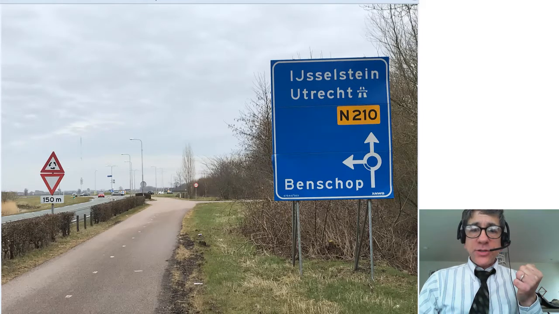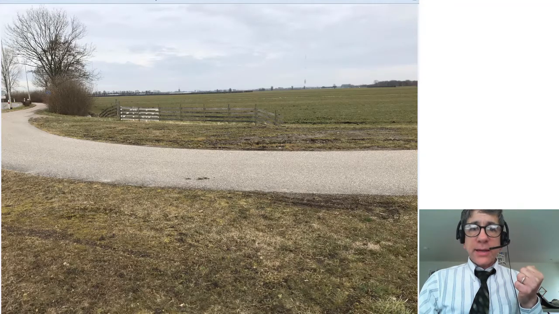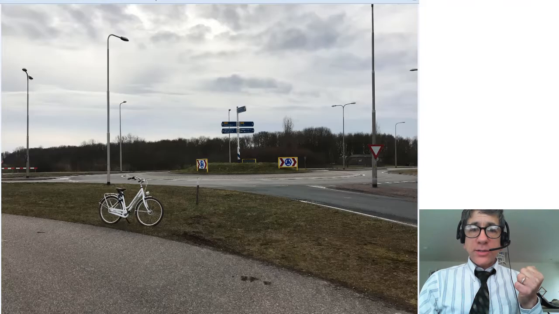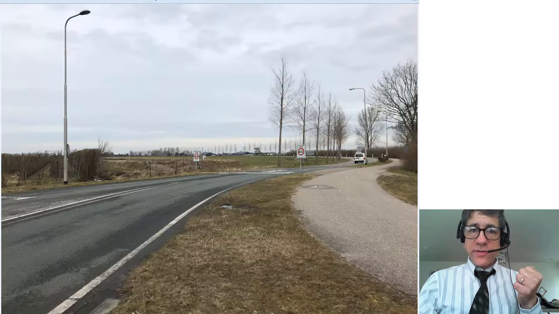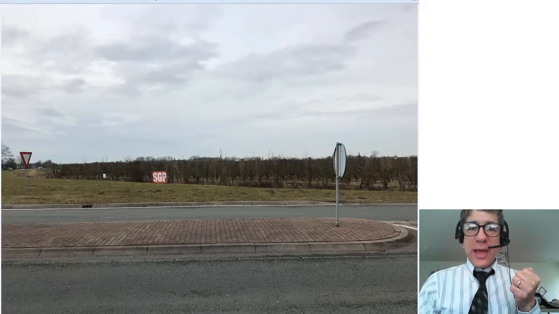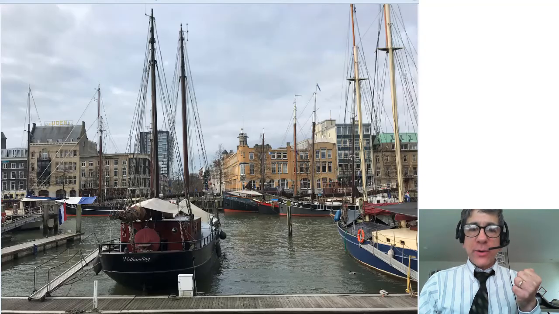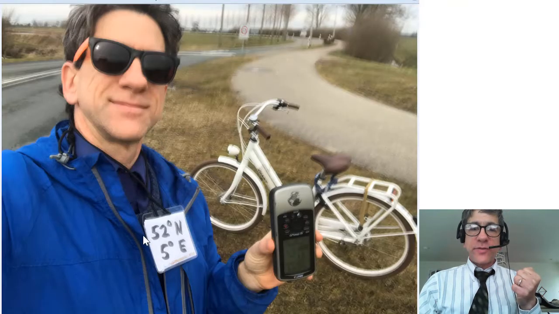You can see the N210 is the highway there, and this is me standing on that roundabout, looking out into the distance. Here's the roundabout itself with my transportation mode. Getting there, this is the view out to the east. This is the view to the north from the roundabout. This is the view to the south right before it rained. And the view to the west from the roundabout. Why was I at that roundabout? Well, the point is, it was at the intersection of 52 North, 5 East. Pretty geeky, but that's why I was there.